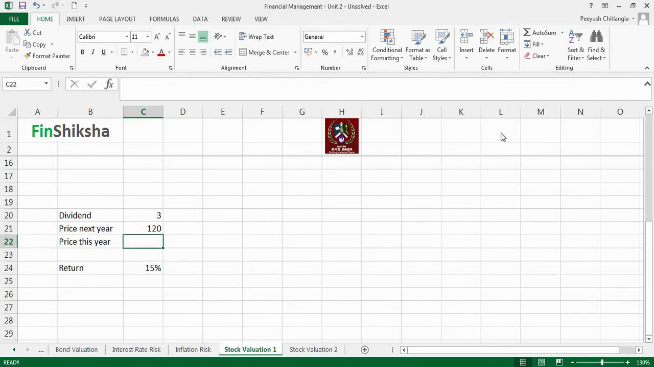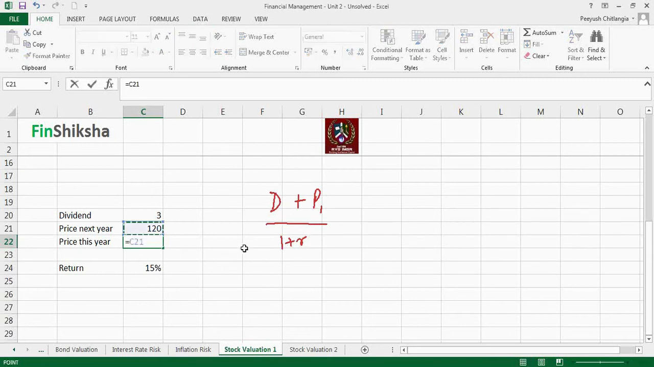So what was the equation? We had written the equation. Let's finalize the equation again. We are saying dividend next year, remember, plus price next year, divided by 1 plus R, the present value of these two sets of cash flows. So that's what we're going to do. Let's find the present value of these two sets of cash flows.